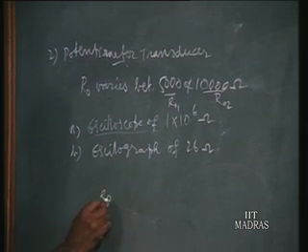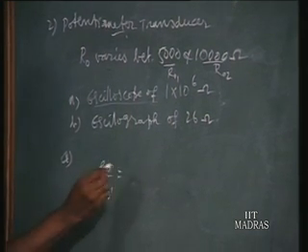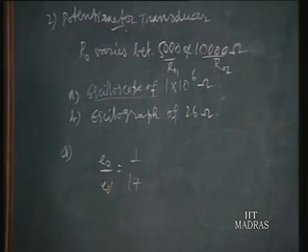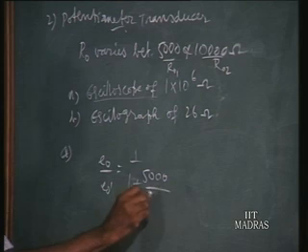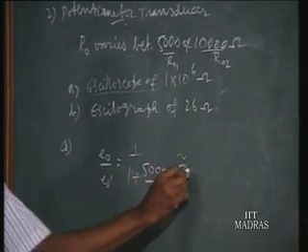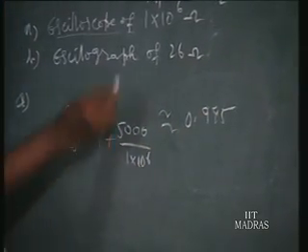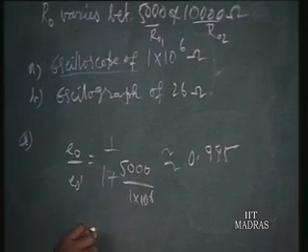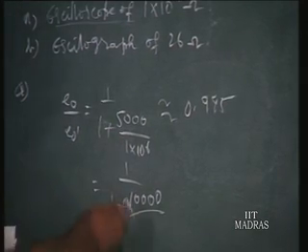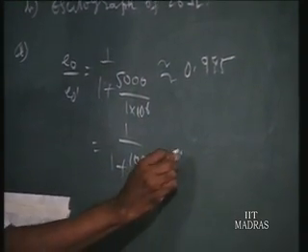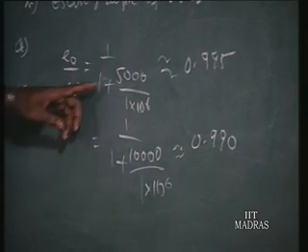Now take instrumentation A. EO by EO dash is equal to 1 over 1 plus Z over RO, where RO is now 5000, and Z is 1 into 10 to the power 6. So this is about 0.995. In the other extreme case of RO, 10,000, it is 1 over 1 plus 10,000 over the same input impedance, which is approximately equal to 0.990.